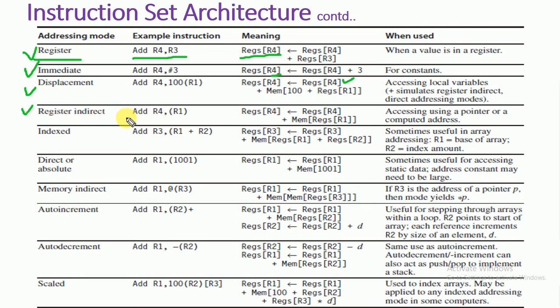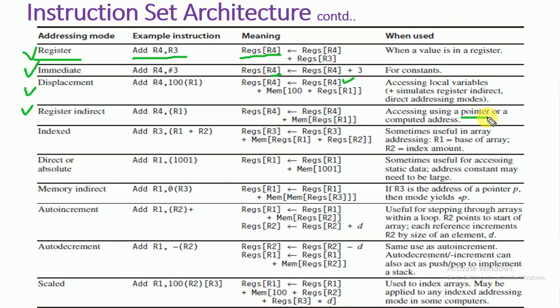Register indirect. See, add R4, (R1). R1 is given within brackets. So look at the meaning of this statement. The content of R4 will be added with (R1) within brackets. It means register R1 contains a value, and that value is actually an address of another piece of data. So the memory content of the address value given in R1 is used, which is equivalent to a pointer.